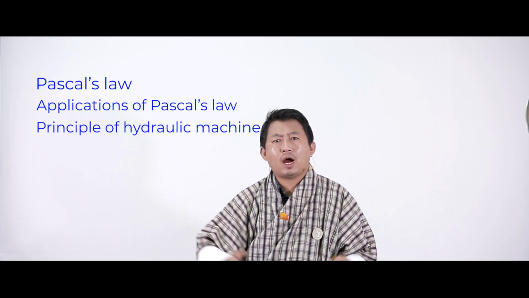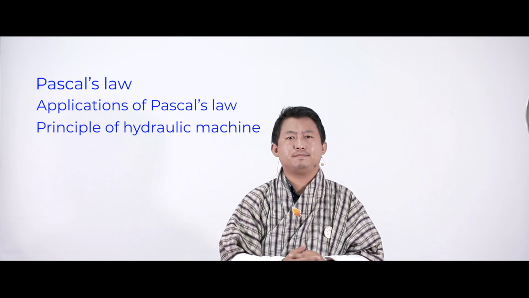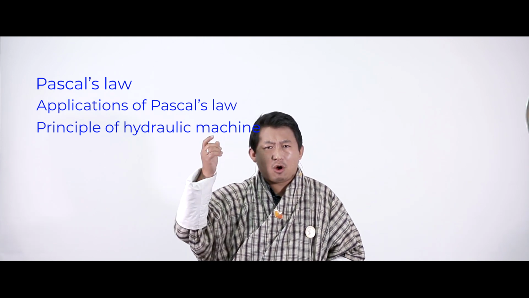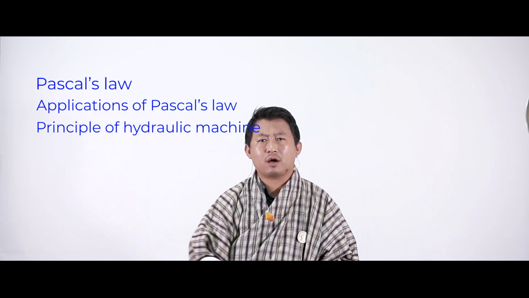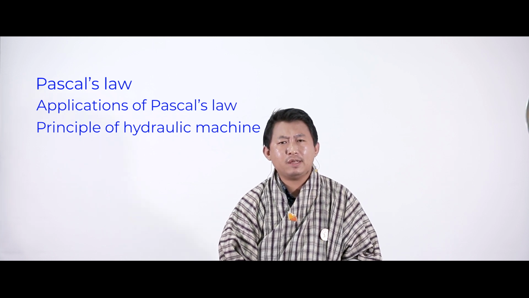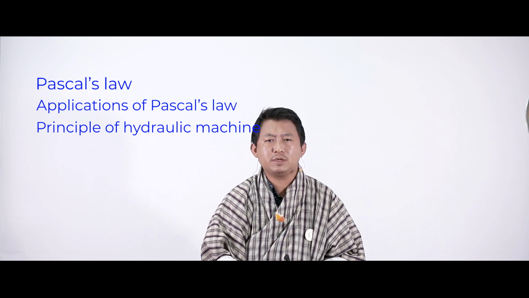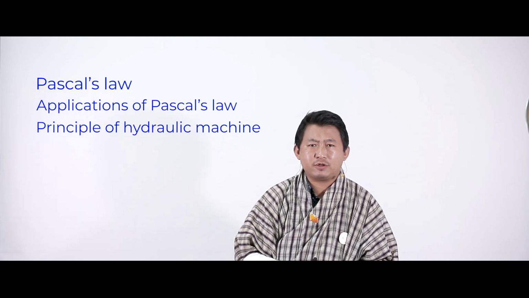And then, in the last part of our lesson, we have learned about the hydraulic machine, how this hydraulic machine works. When we exert a pressure on piston X, it transmits the pressure in a confined liquid, and finally, due to that pressure, it exerts an upward force on piston Y. So that is the principle of the hydraulic machine that we have learned.